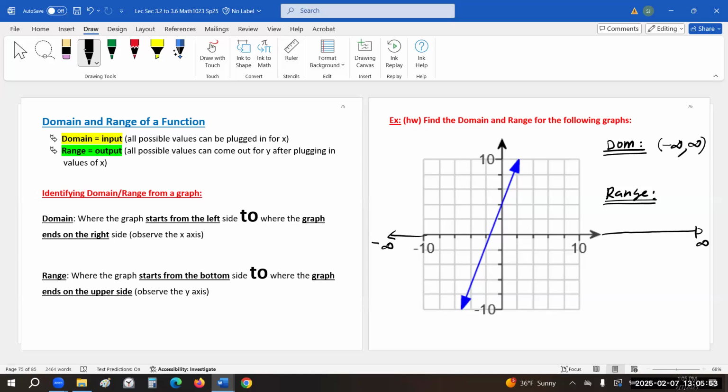How about range? Range is the y. So what is the smallest y value you see in this function? Remember, the line is going on forever on the downside. So did we use this y value in the function? It's here, right? We use that. How about this y value? Did we use this y value in the function? Yes, we do. How about this y value? We have it here, right? And the line is going on forever and ever. So what is the smallest y value we have on the downside?